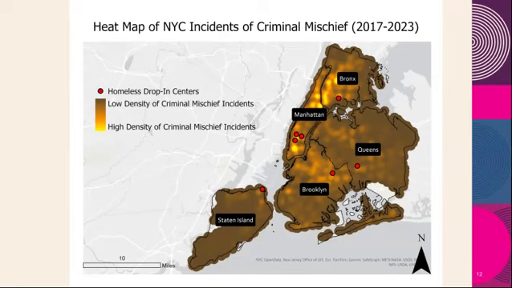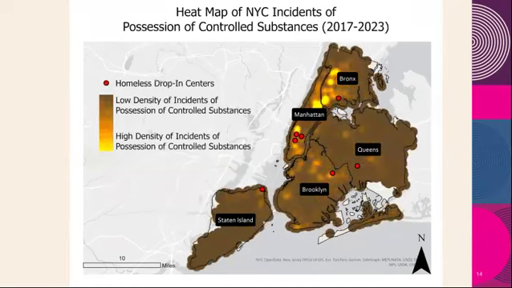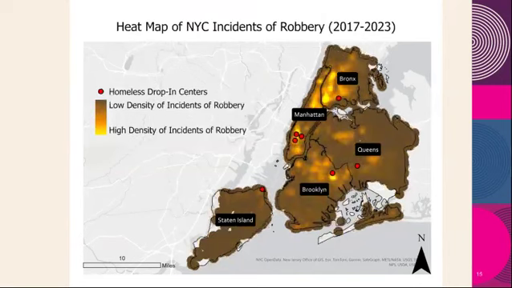Criminal mischief itself is particularly high in Manhattan and some parts of the Bronx as well. The homeless drop-in centers don't actually have much correlation with the highest densities of felony assaults, but still correlate with the higher densities, just not the highest, especially in Brooklyn and the Bronx. The drop-in centers in Manhattan are very close to the highest density of possession of controlled substances, and within just a few miles of the Bronx, the same stands true.